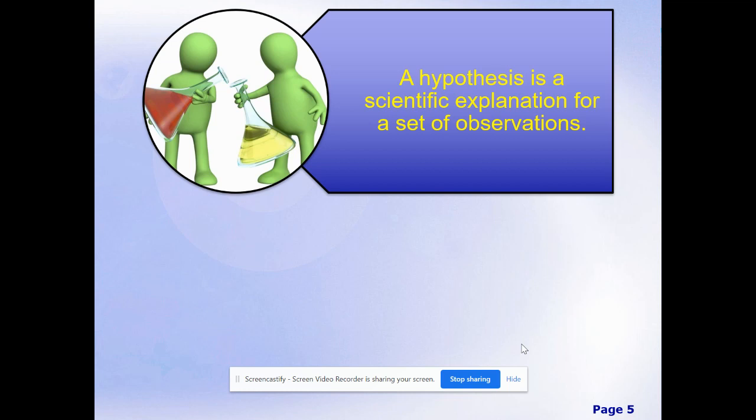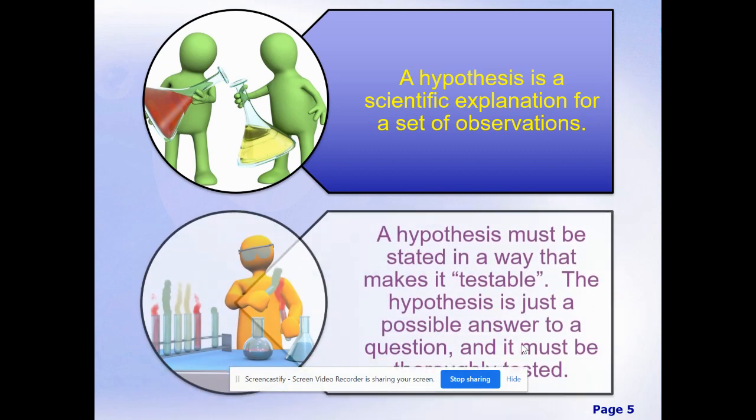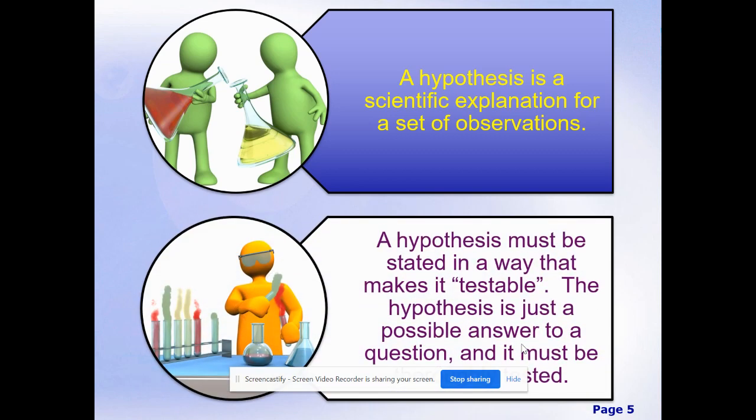Okay. A hypothesis is a scientific explanation for a set of observations. It must be stated in a way that is testable. The hypothesis is just a possible answer to a question, and it must be thoroughly tested. Remember, we use this as an if-then statement.